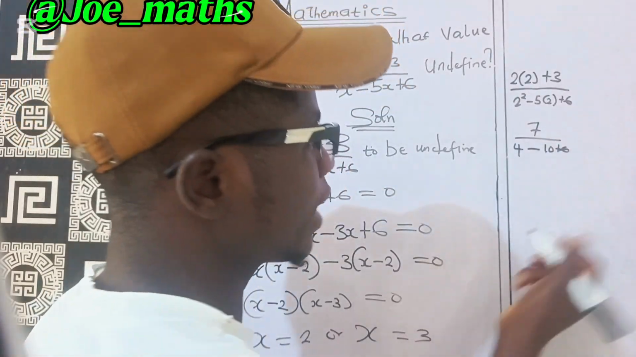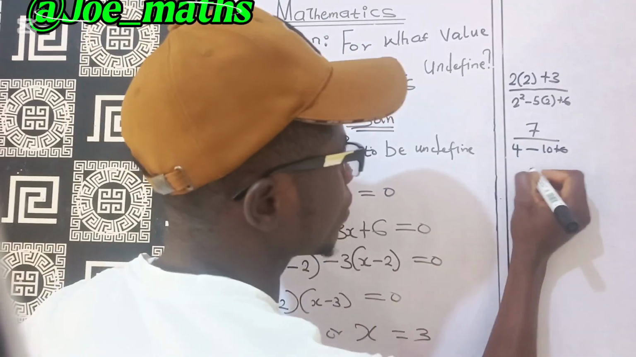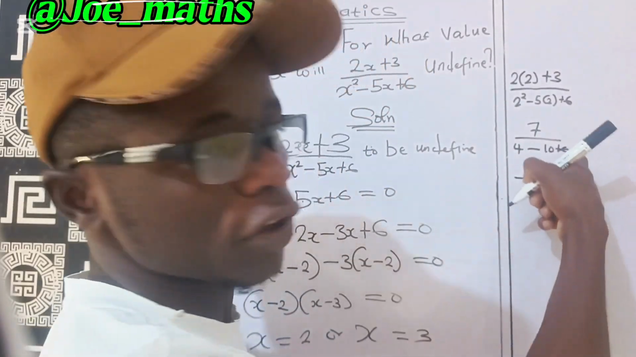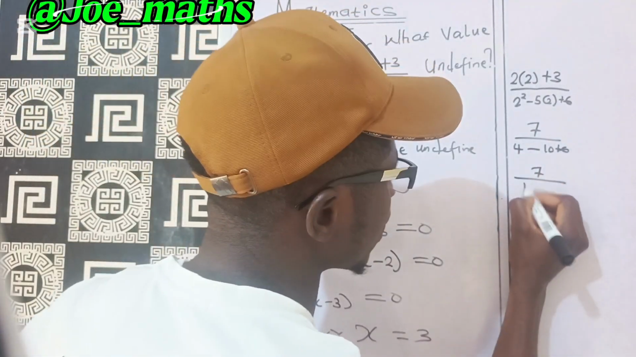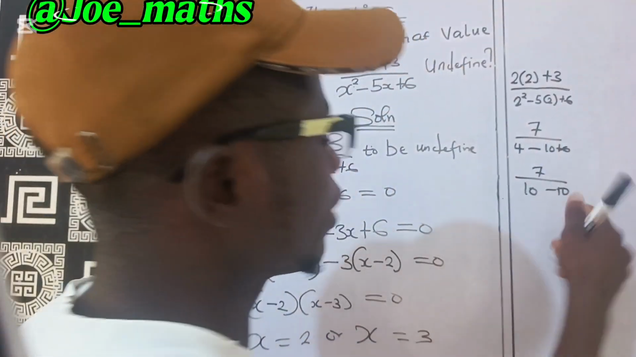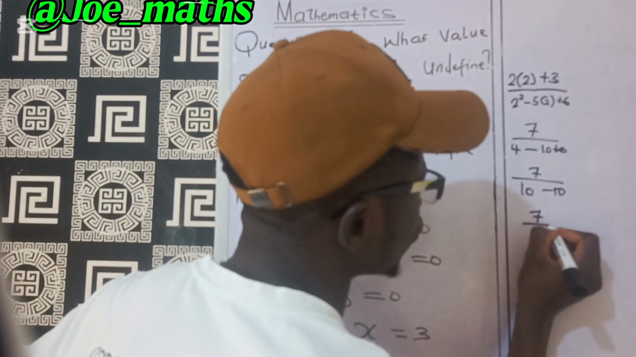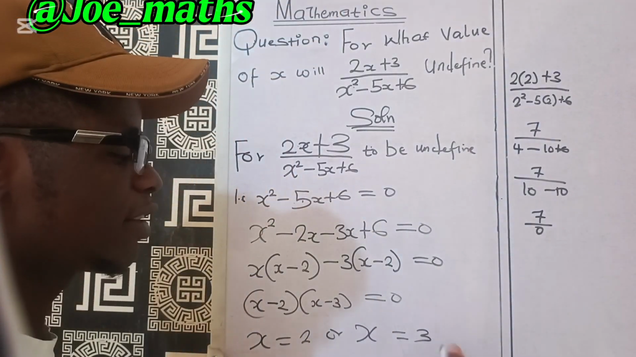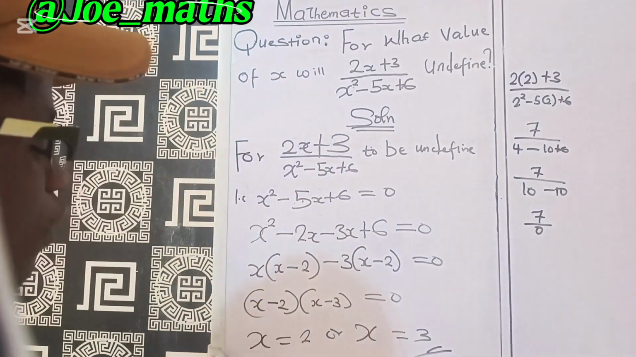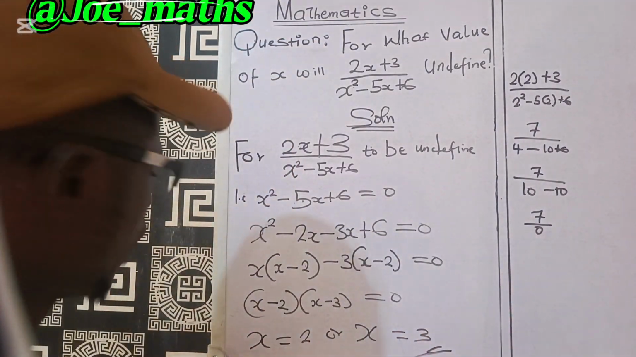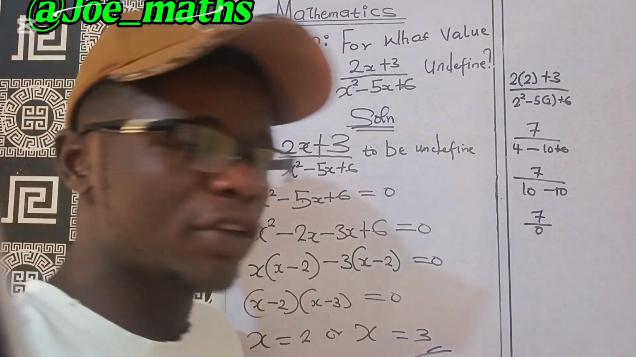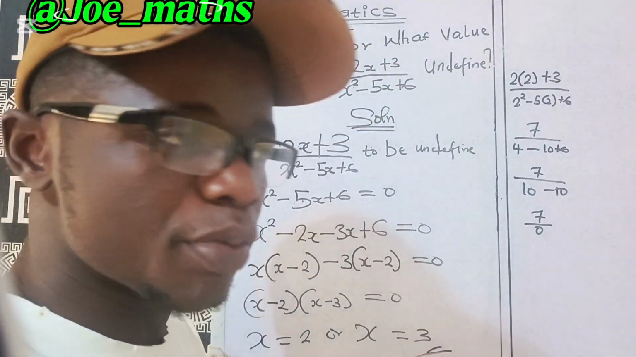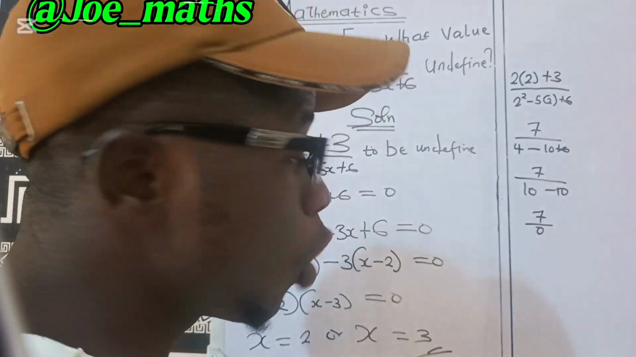When you collect the like terms together, you have 7 over 4 plus 6, which gives us 10. That is 10 minus 10, and 10 minus 10 is equivalent to 0. So we now have 7 over 0. You can try out 3 and see that it will still give us 0 at the denominator. And when anything is divided by 0, it means that the whole expression or equation becomes undefined.